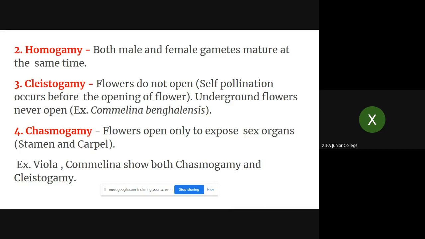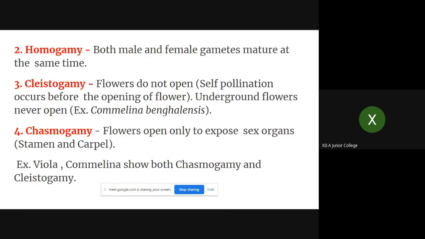And as it contains both the sex organs, male and female, androecium and gynoecium, they are present within the closed flower itself. Self-pollination takes place. So there is no chance of cross-pollination, as the flowers do not open. Or if they open, they open after the self-pollination takes place. That is the most important criterion, where there are no chances of cross-pollination. Only self-pollination can take place. That is what is called cleistogamy.